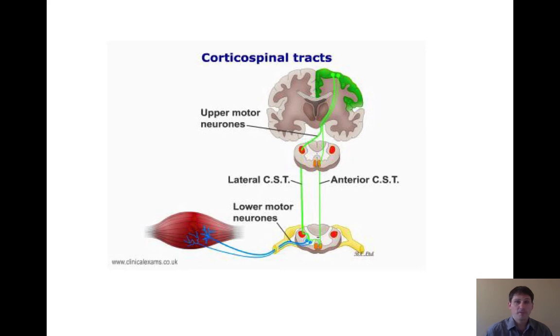Now, just to show you an image, here is that upper motor neuron coming out of that cerebral cortex, passing down through our spinal cord, synapsing with our lower motor neuron that's passing out to our muscles.